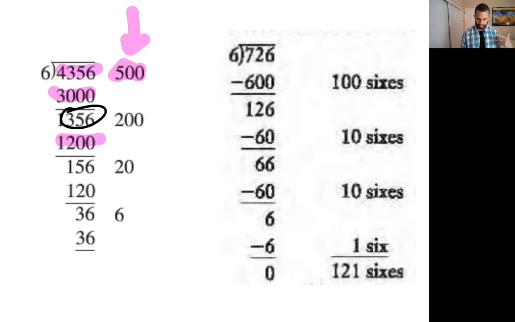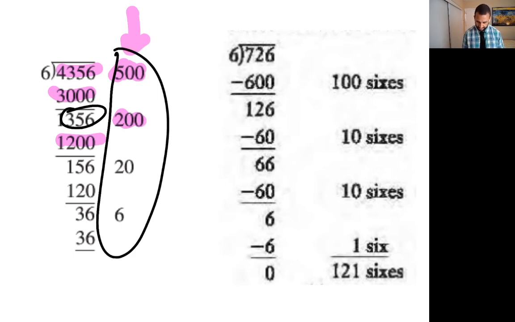1,200 is. 1,200 is 200 6s. And they keep repeatedly subtracting, on and on and on. And then the final answer, they didn't even list the final answer. The final answer is what you get when you add these up. So you're going to get, what is that, 726. There it is. All right, that's the idea.